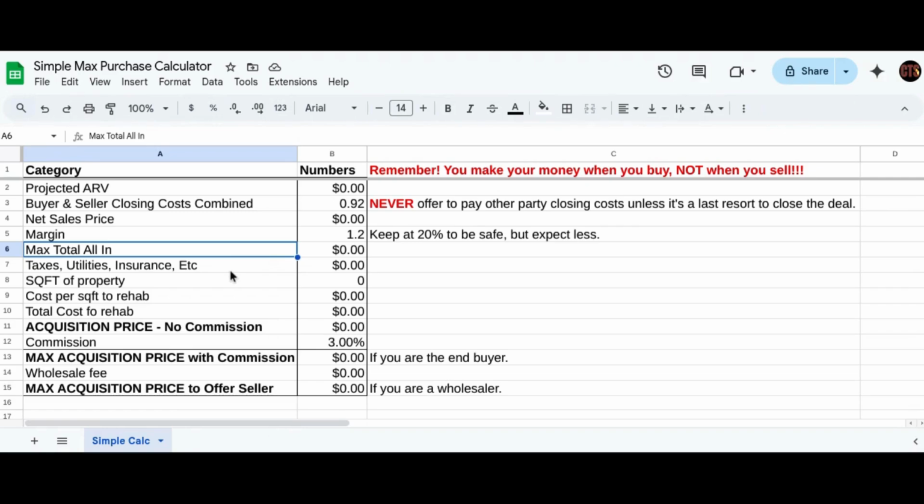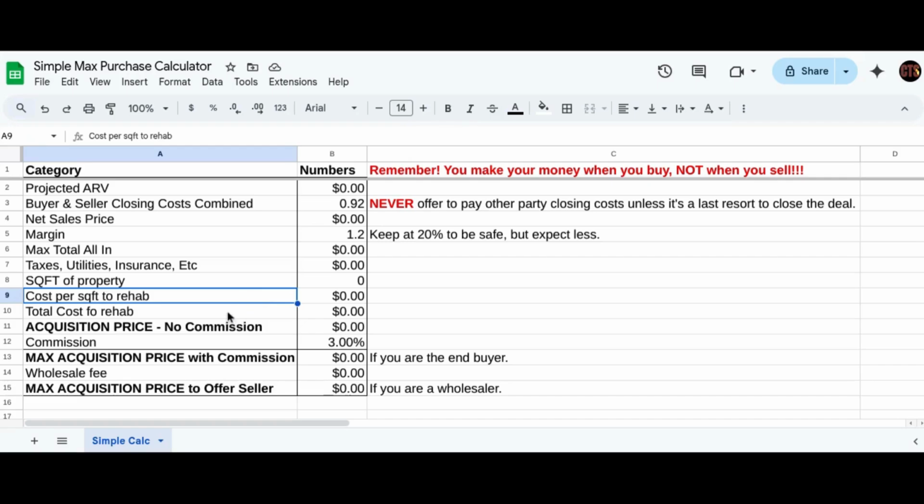Then you're going to have your taxes, utilities, insurance, etc. That's a number you're going to have to figure out, but I have a standard number I use. Then you have the total square footage of the property, and your cost per square foot to rehab the property. If you're just getting into this, you should go out and talk to some general contractors, talk to people in the industry to get an idea of what it costs to rehab a property in your area per square foot. I have no way of knowing that for your area. That's something you're going to need to figure out, but it makes it way easier to calculate the max purchase price per property, okay?